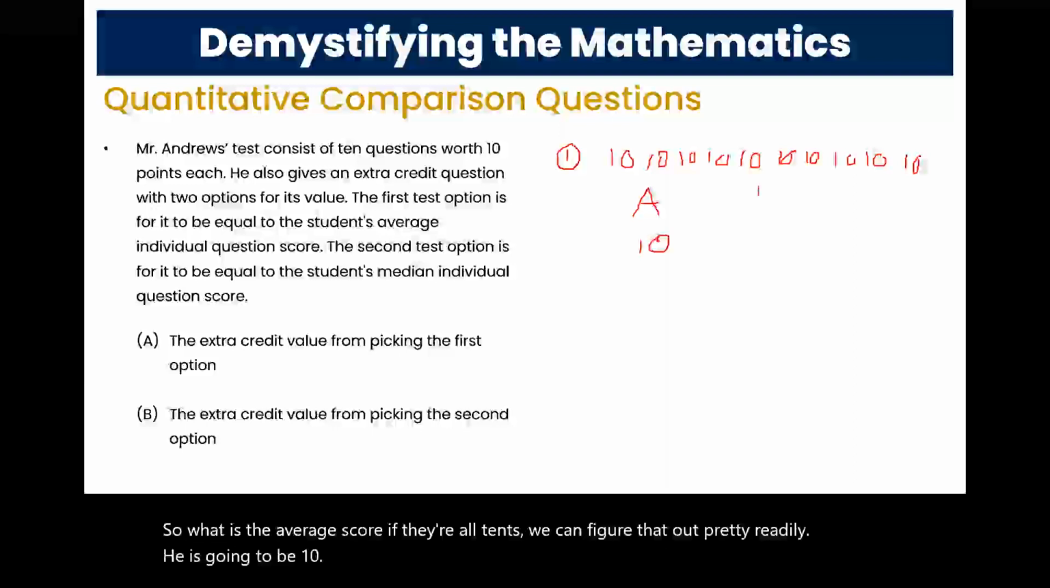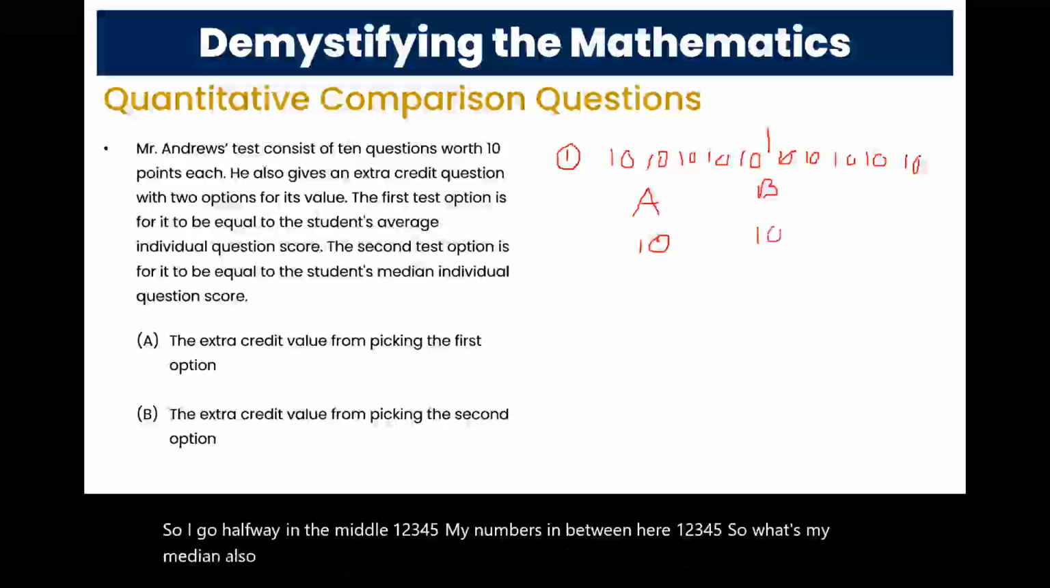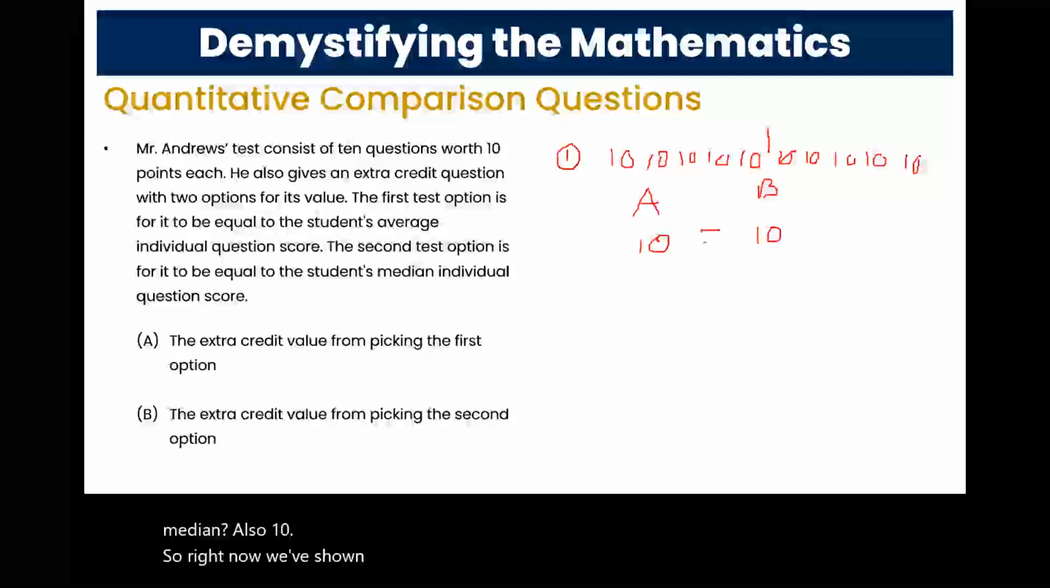What is the median score? So I go halfway in the middle, 1, 2, 3, 4, 5. My number's in between here, 1, 2, 3, 4, 5. So what's my median? It's also 10. So right now, we've shown that A equals B. But here's why you have to do scenarios.